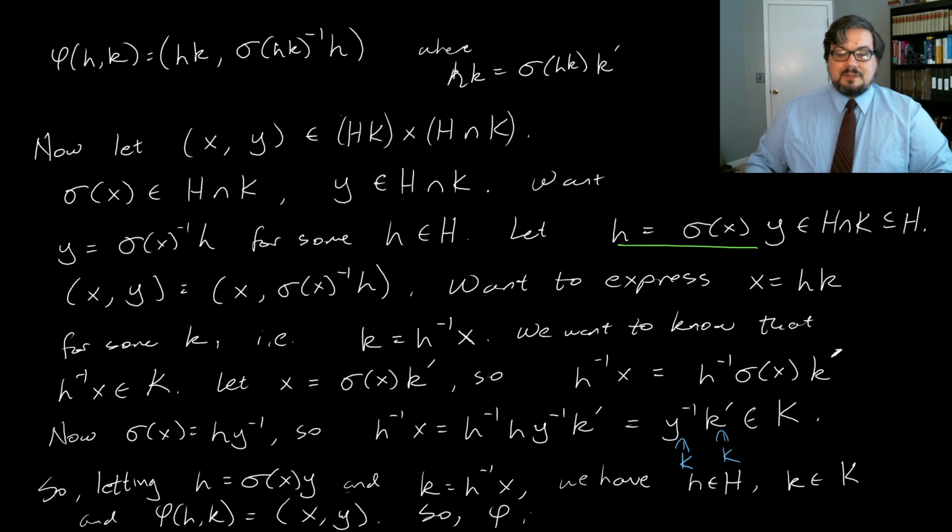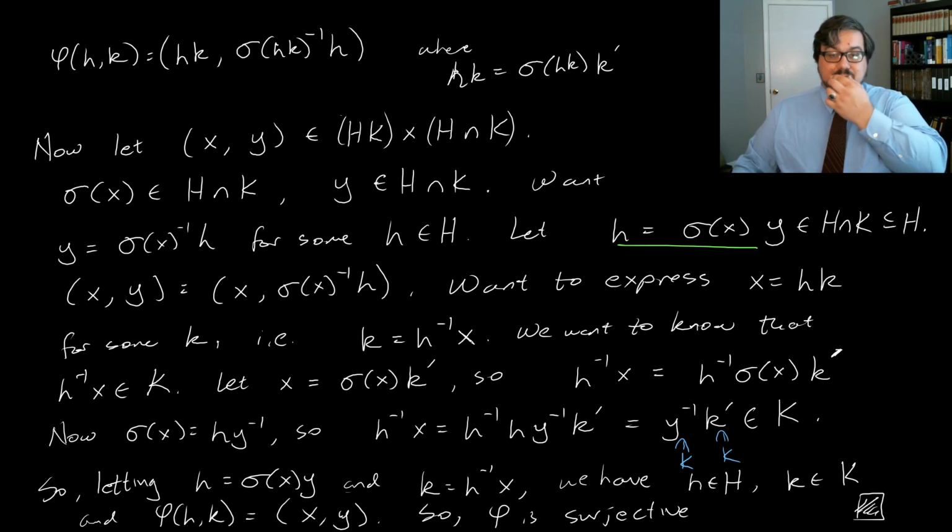So that means that phi is surjective, which finishes the proof. So that was a little technical, but this last part in particular can show you basically the process that you go through sometimes in order to come up with the result.